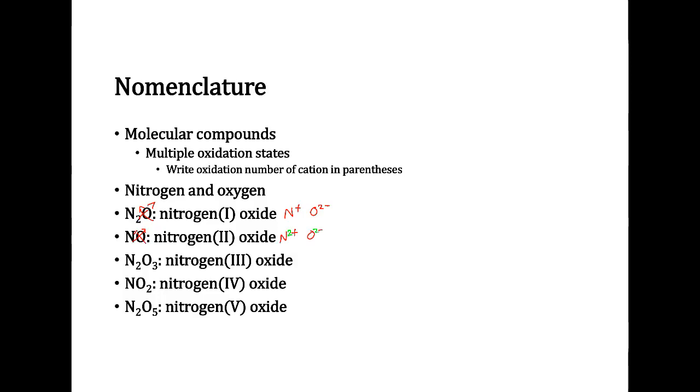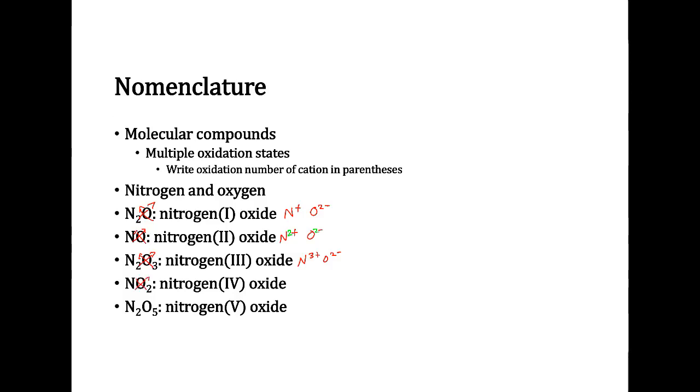Okay, this next one, N2O3, if we're working backwards, so we swap, hop, we have N3+, O2-. So that satisfies the requirement that the anion has the correct negative charge. So we would have nitrogen(3) oxide.